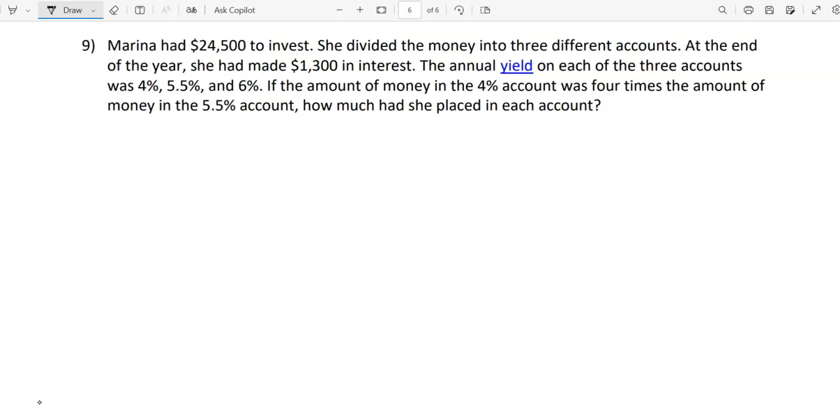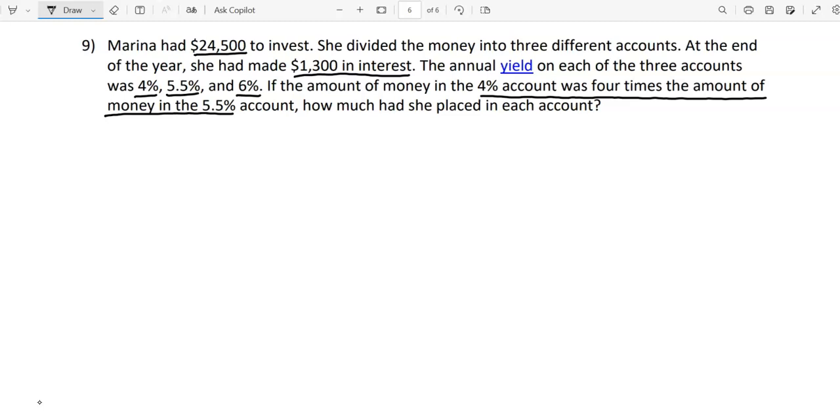Marina had $24,500 to invest. She divided the money into 3 different accounts. Do we see why I'm doing number 9? At the end of 1 year, she had made $1,300 in interest. The annual yield on each of the 3 accounts was 4%, 5.5%, and 6%. If the amount of money in the 4% account was 4 times the amount of money in the 5.5% account, how much had she placed in each account?